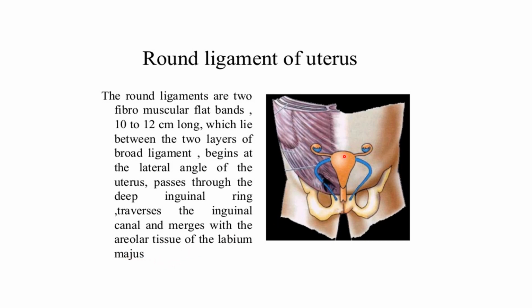So here you can see this is the uterus and these are the two lateral ends of the uterus. So these are the two fibromuscular flat bands about 10 to 12 cm long. They will enter the inguinal canal through the deep ring and then pass through the inguinal canal, exiting through the superficial inguinal ring to be attached to the labia majora, that is the female external genitalia, hence providing support to the uterus.